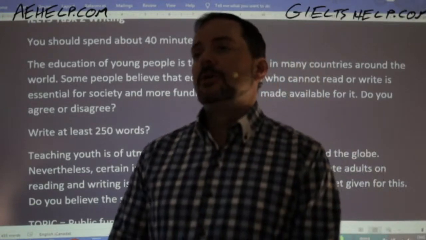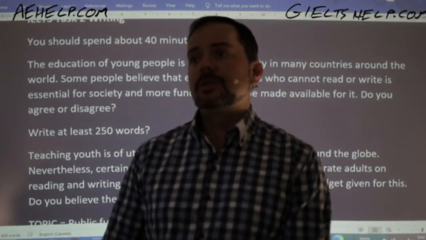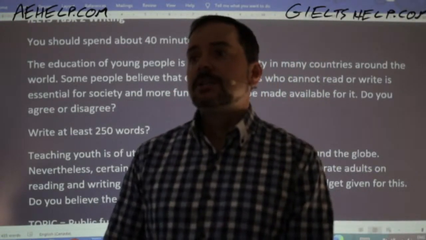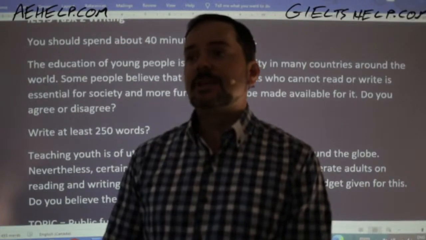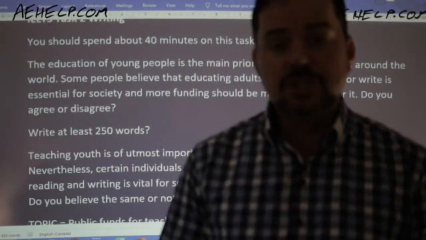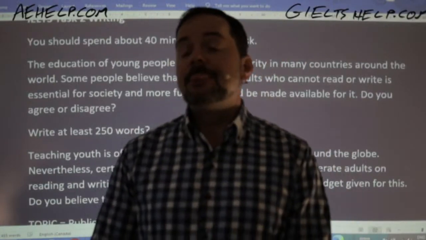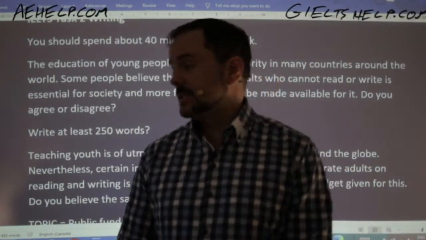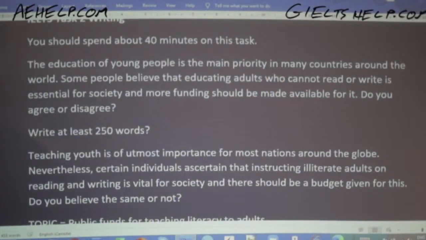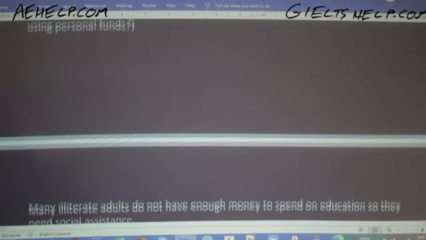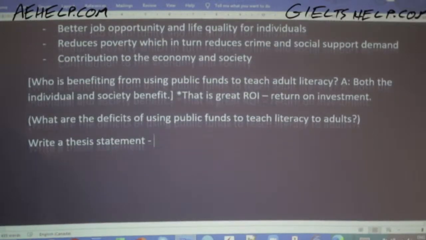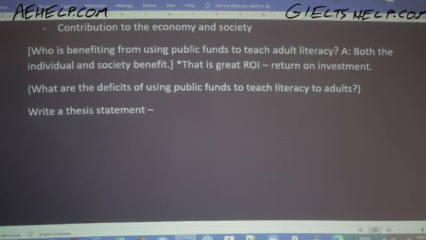Okay. Rajveer says, I completely agree that nations should invest money to fund adult literacy programs as it benefits both the individual and society. That is a band nine thesis statement. Okay. That would be the exact thesis statement, pretty much verbatim, that I would write as well. So you're looking for a band nine thesis statement. Rajveer has it.